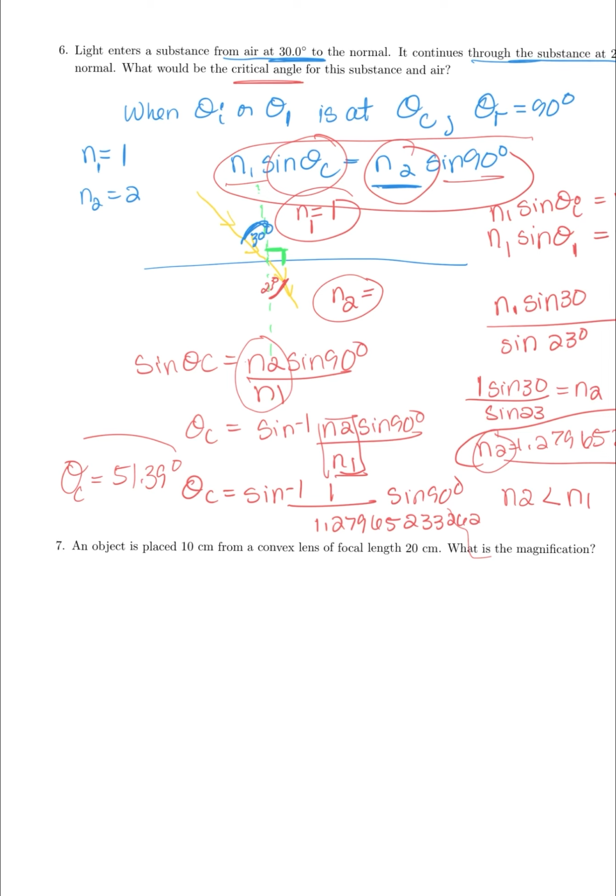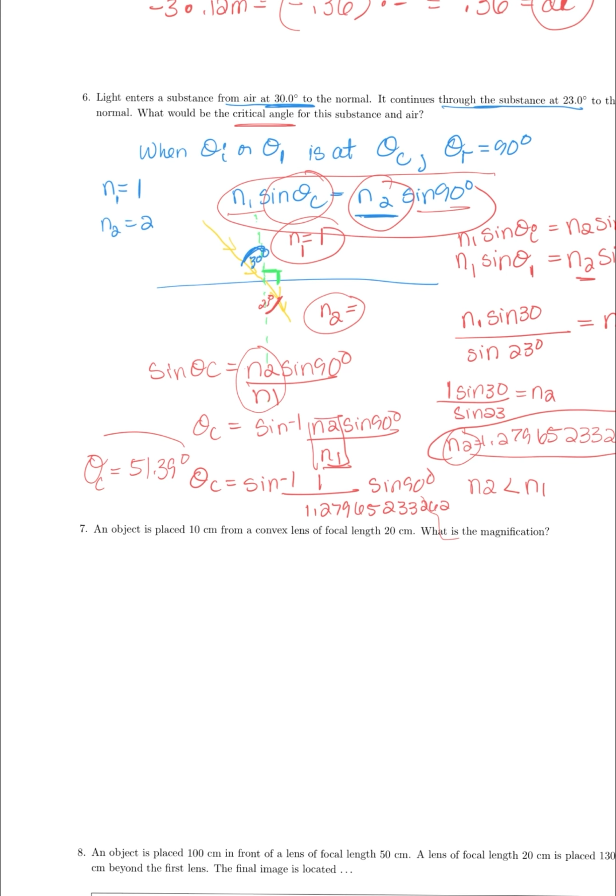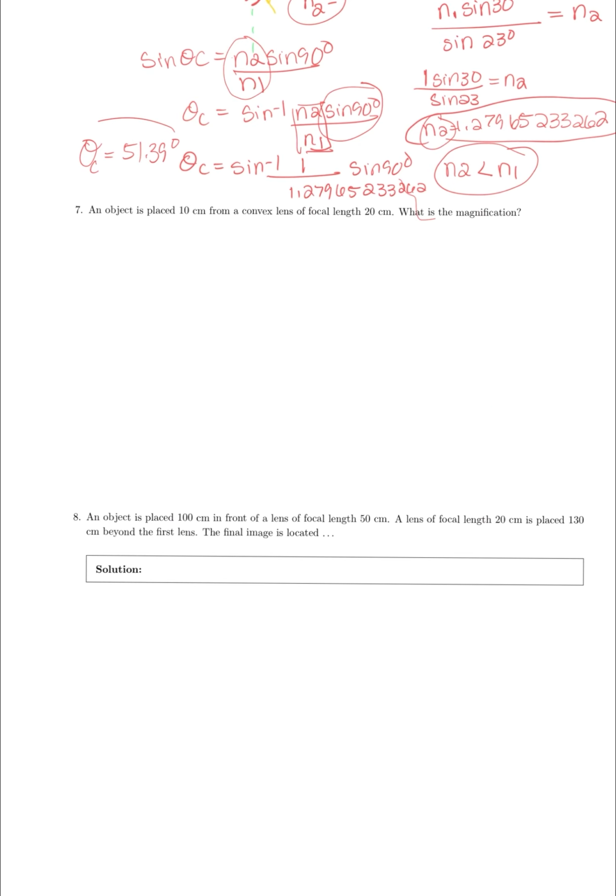So no worries about being freaked out over not remembering everything. You can always write this on your equation sheet, and that will help, but you'll get an error in the calculator and that'll prompt you to remember, oh yeah, I just need to switch my N2 and my N1. But your sine of 90 stays as a multiplier. It never becomes a divider. Okay, we're almost there.